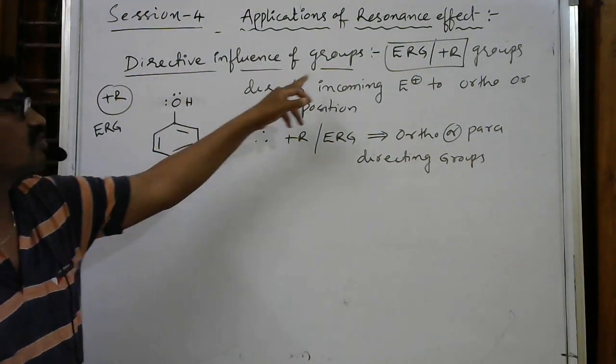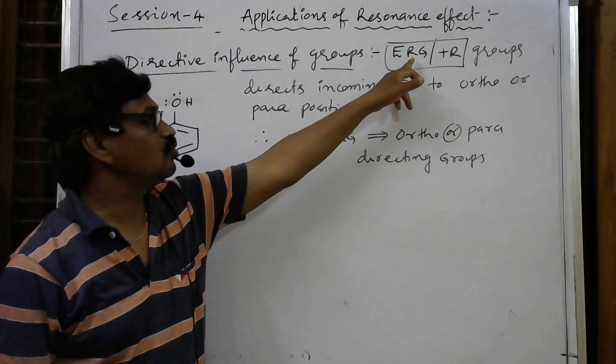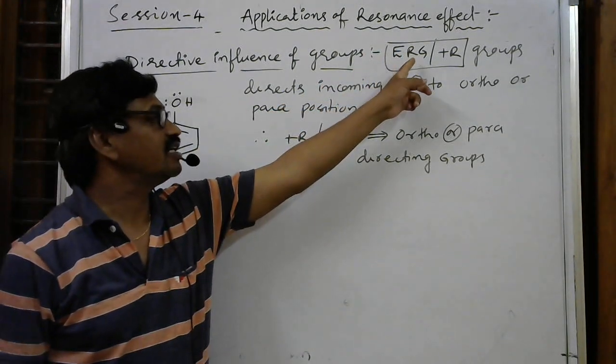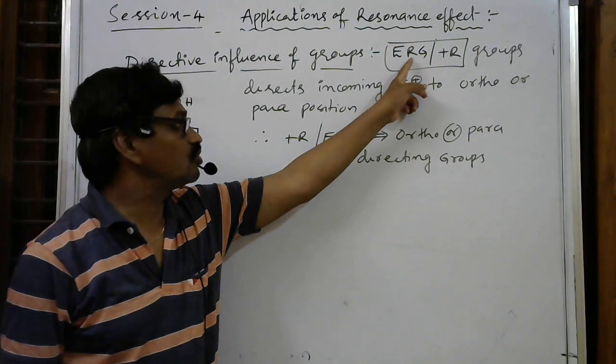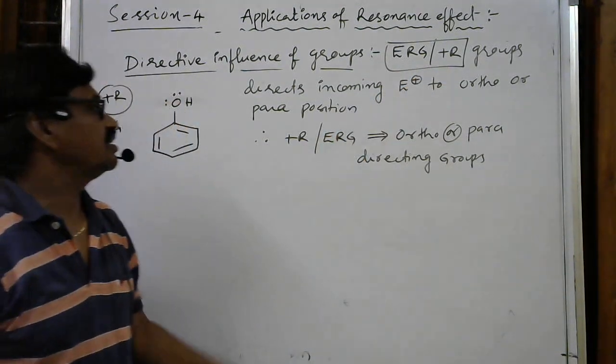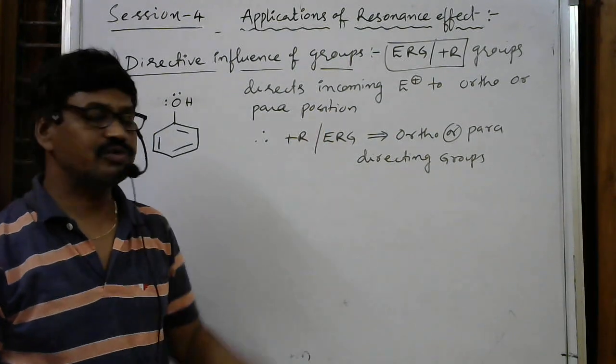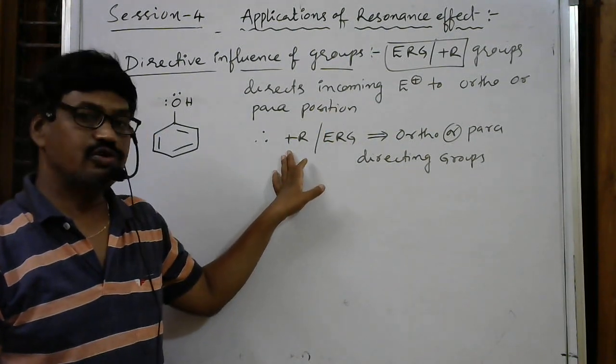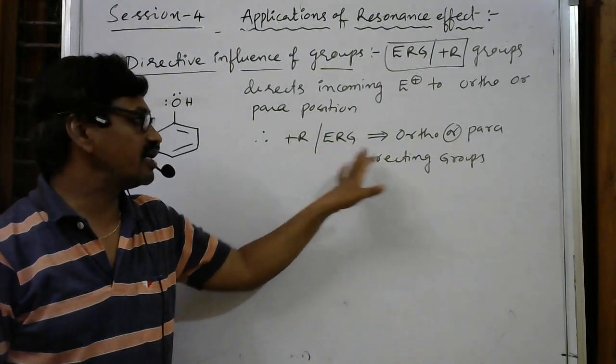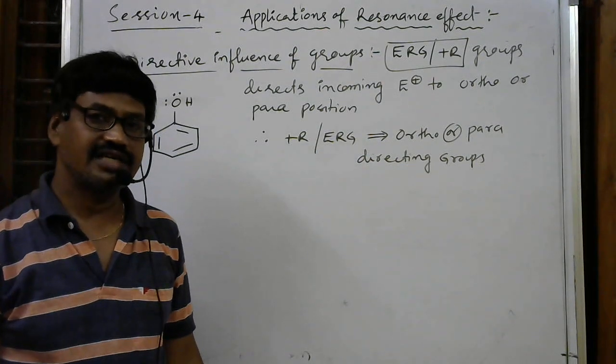So directive influence of groups here, if the group already present on benzene ring is like ERG, electron releasing group or plus R group, then they direct incoming electrophile to ortho or para position. Therefore, plus R groups or electron releasing groups are called as ortho and para directing groups.